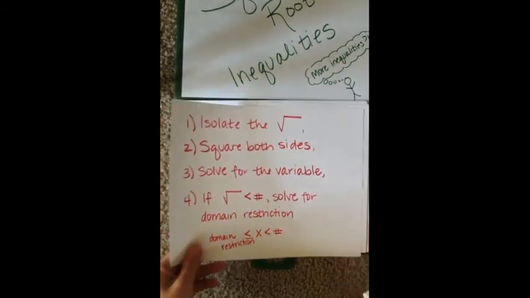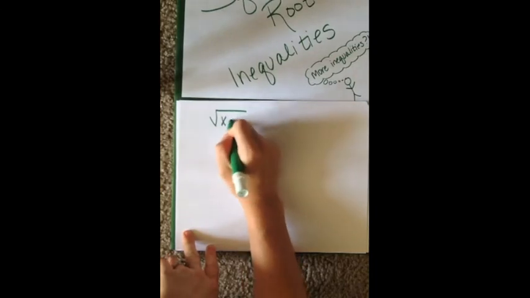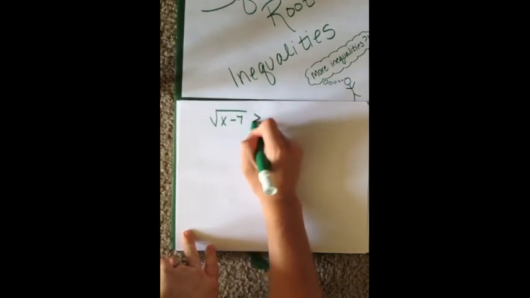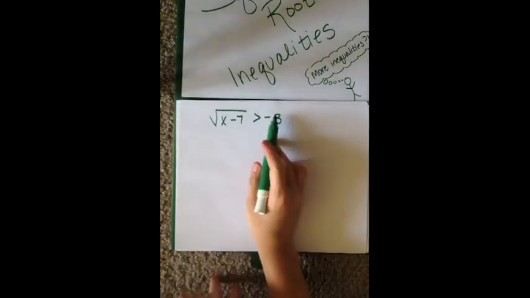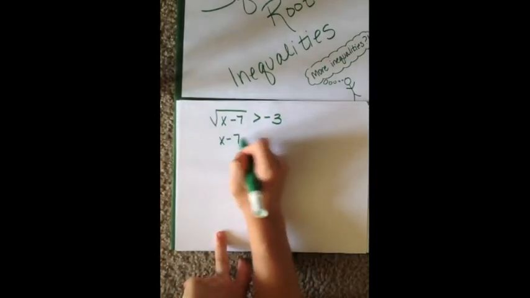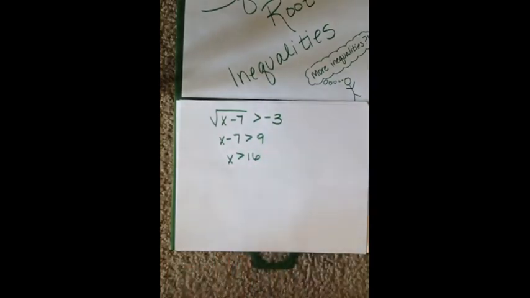Let's look at a couple of special cases. Say that you have square root of x minus 7 is greater than negative 3. Square both sides, you get x minus 7 is greater than 9. X is greater than 16.